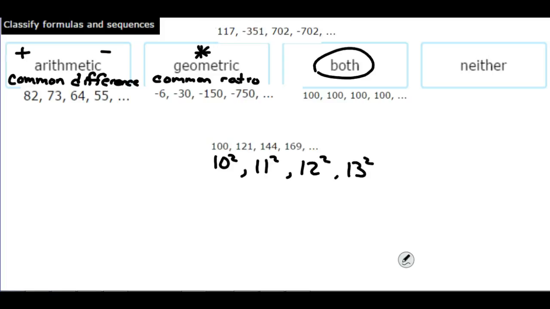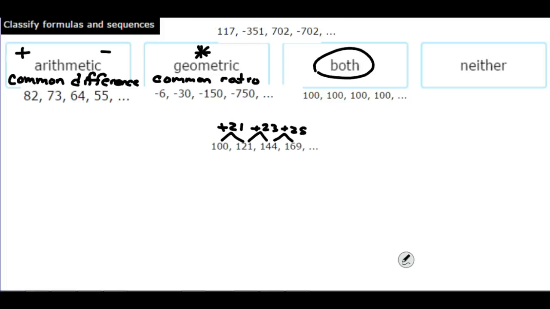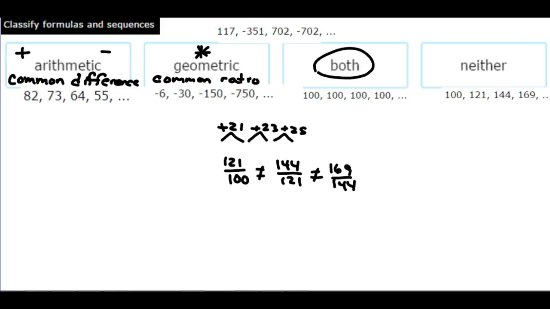And this is how they get you on a test or something, because they give you a list of numbers that has a nice pattern, but it's not geometric, it's not arithmetic, so it doesn't fit in either one of those categories. If we were to look at what's happening here, we're adding 21. For the next two numbers, we're adding 23. For the next two numbers, we're adding 25. Now that's a nice little pattern, but it's not a common difference because we're not adding the same number every time. So arithmetic is out. And geometric, 121 over 100 does not equal 144 over 121, which does not equal 169 over 144. And when those things happen, then that list of numbers is neither a geometric nor an arithmetic sequence.